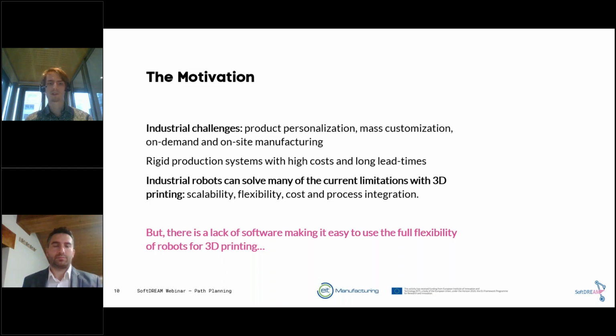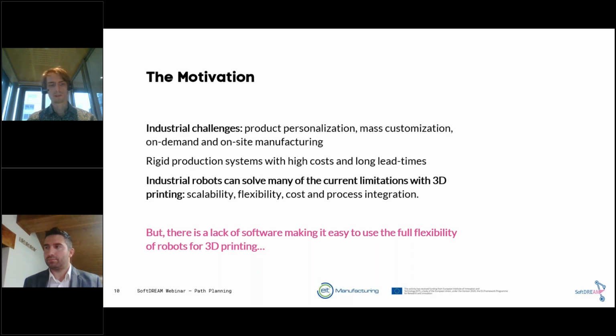Industrial robots can solve many of the current limitations that we see in 3D printing. You have scalability, for example, both large and small parts. You have flexibility with the robotics, where it's possible to put them into production or use them for prototyping, and in lots of different materials like concrete, thermoplastics, composites, metals, for example. And the cost of a robot is by comparison quite low.